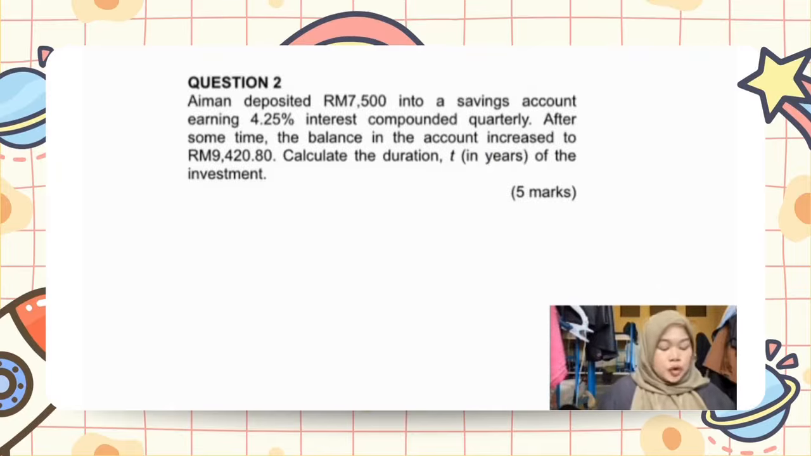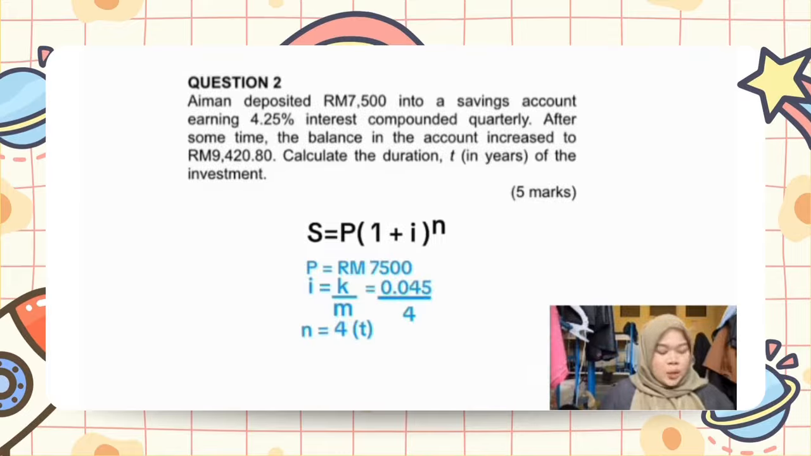Calculate the duration T in years of the investment. So here we have to use the compound amount formula. It was S equals P (1 plus I) to the power of N. So we already have the compound amount S. The S here is 9,420 ringgit 80 cent. So the P is the principal, the amount of money deposited. It was 7,500. The I is interest per period. It was K per M, where the K is the nominal rate. Here is 4.25% or 0.0425 per M. M is the number of times interest is calculated in a year. It was compounded quarterly, so it means 4 times in a year. So our M is 4.